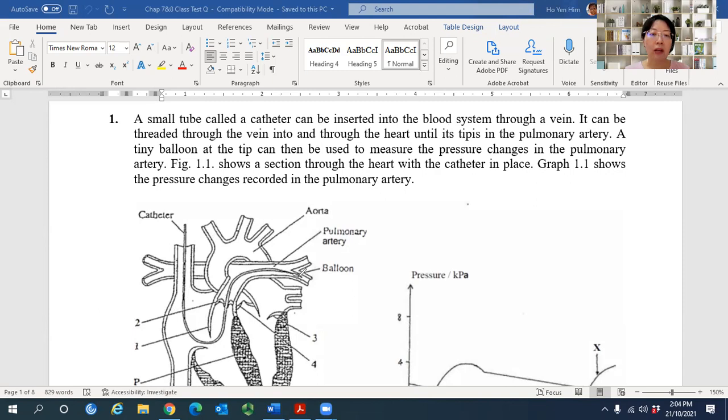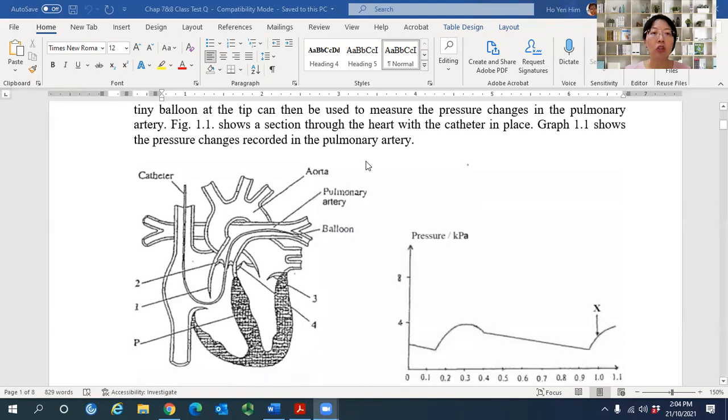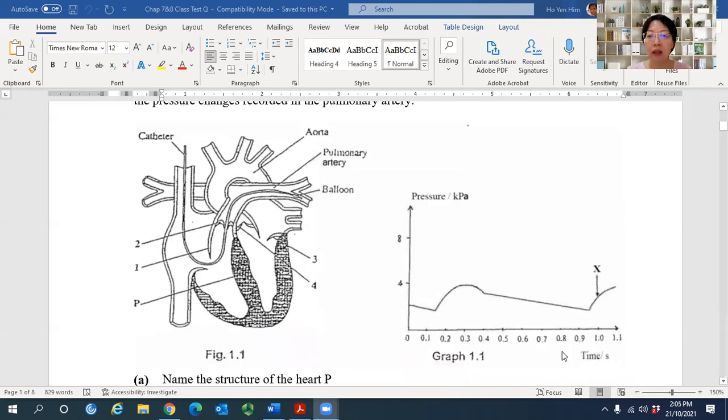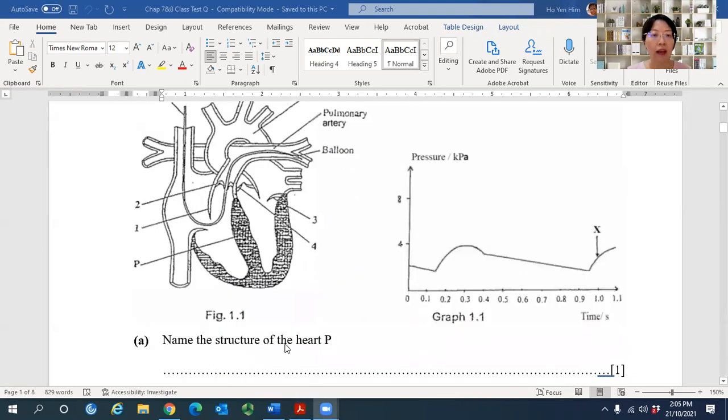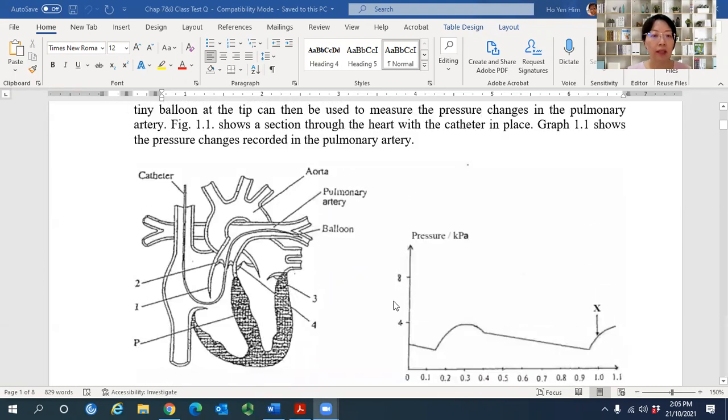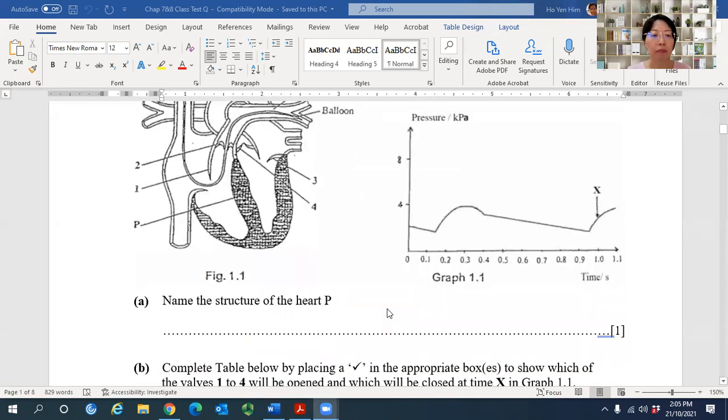So they say that the end of this particular catheter has a balloon, and this balloon can be used to measure the pressure changes in the pulmonary artery. Figure 1.1 shows a section through the heart with the catheter in place, and graph 1.1 shows the pressure changes recorded in the pulmonary artery by this balloon. This is the pressure change in kilopascals at different times in seconds. So A, name the structure of the heart P. So P is the septum. Okay, so P is the septum.